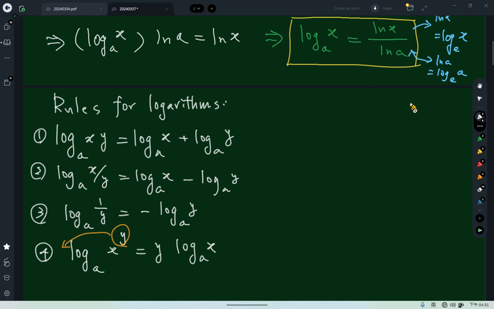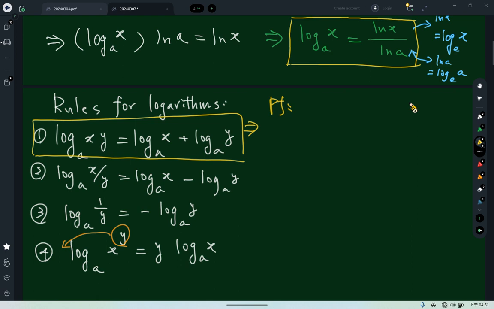So these four rules, I believe you learned about logarithm functions before, when you were a high school student, right? You learned these before. So I will also give you a very quick proof of this part.